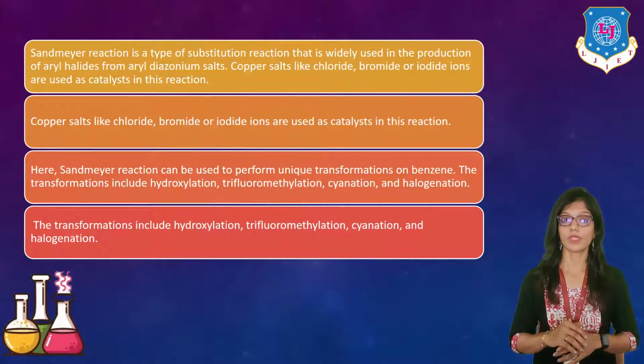Now, copper salts like cuprous chloride, copper chloride, copper bromide or copper iodide are used as catalysts in this particular reaction. So we need to make sure that a catalyst is used here. This substitution reaction is supported by a catalyst, and which catalyst do we use? We will use either CuCl2, CuBr2, CuI2 or any other kind of copper salt. They play a very important role in this reaction.